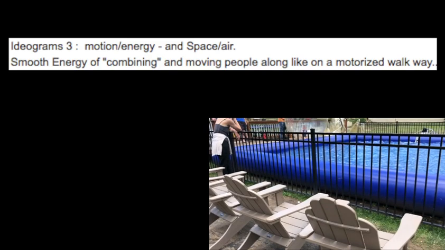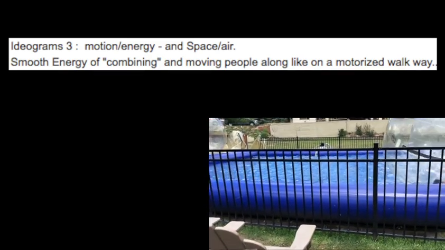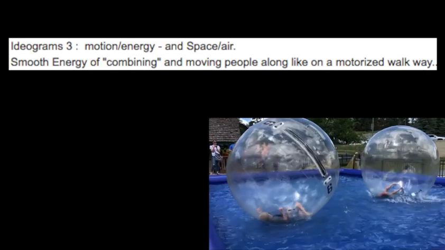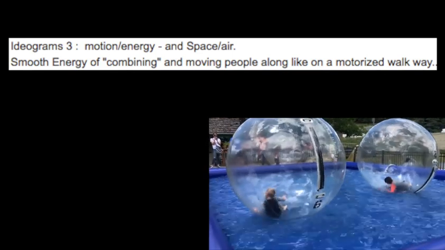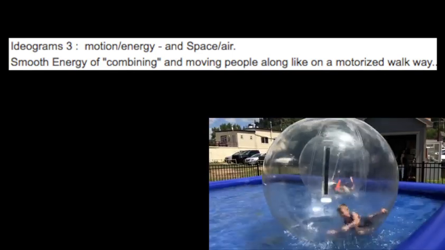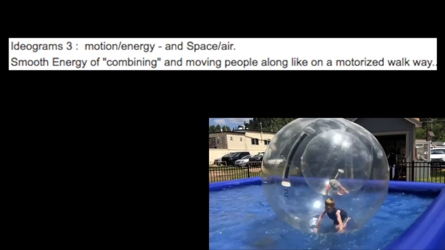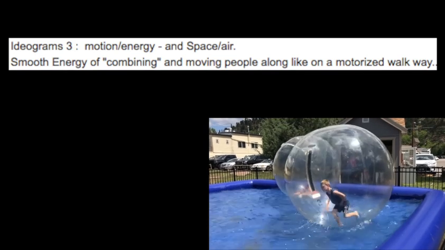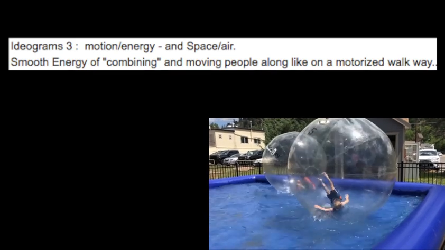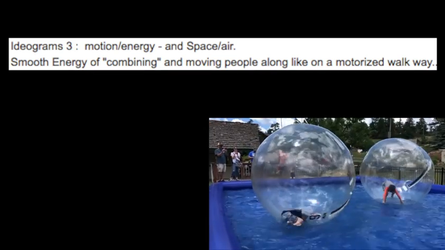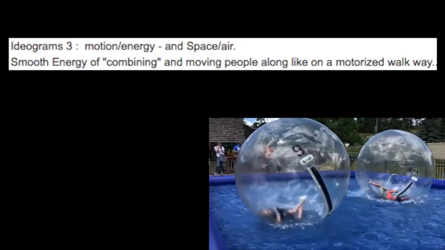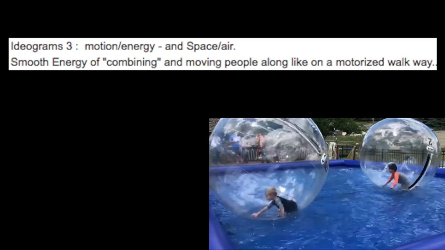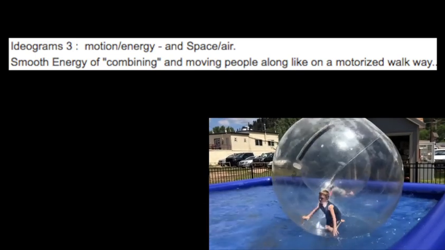Then the end of her notes, it says motion, energy, and space and air. So the bubbles are very spacious. They have the quality of air inside of them. Then the smooth energy of combining, I'm not quite sure what that's about, but moving people along on a motorized walkway. So it's, if you think of a hamster on a wheel walking around, these kids are trying to do that. They're trying to walk, not doing a very good job of it, but having an awful lot of fun. But it does have somehow that quality of being transported to it.